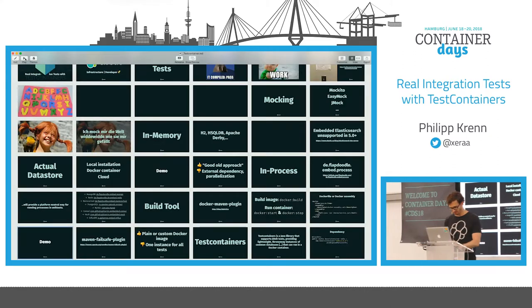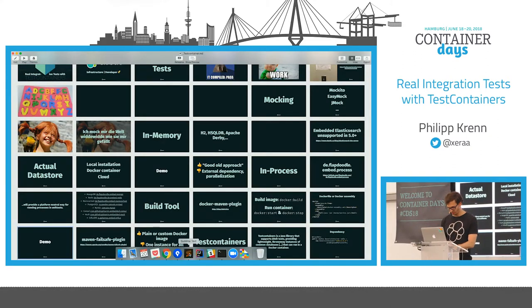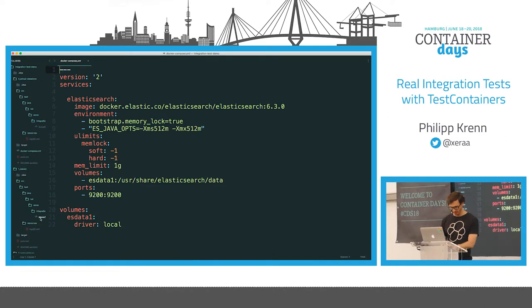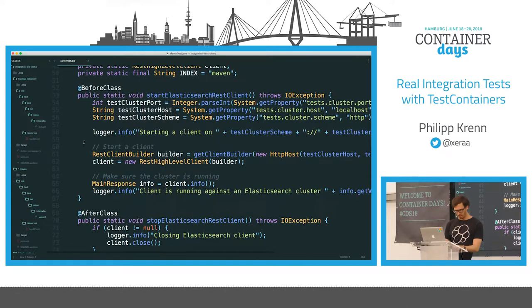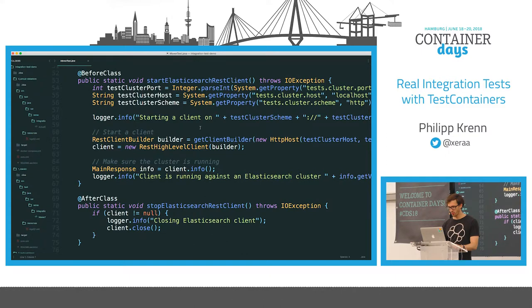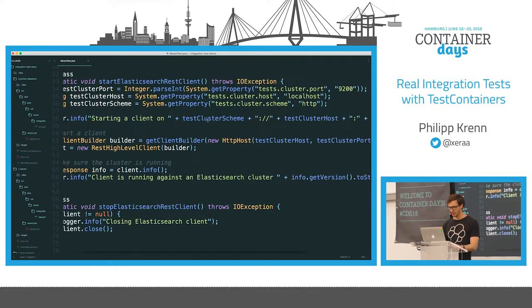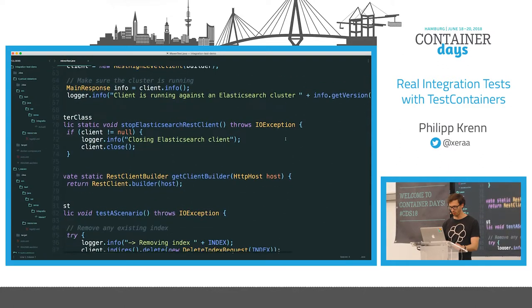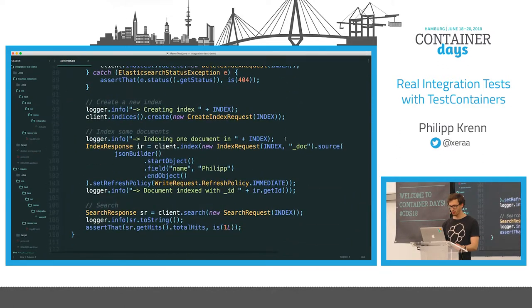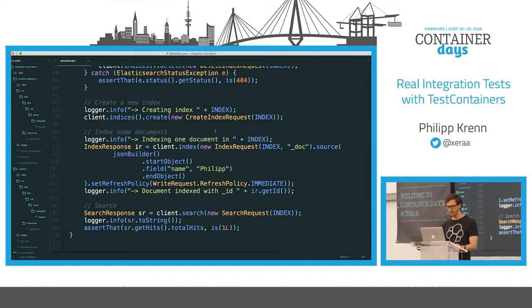And just to quickly show you what is going on here. Here we have pretty much the same thing. I'm connecting to my Elasticsearch instance, so you can see I'm connecting to Elasticsearch on localhost 9200. That's all pretty much the same. And we're running the same thing. So we are creating an index, we're storing a document in there, and then we're querying if we really have a document. So for your test itself, nothing changes.